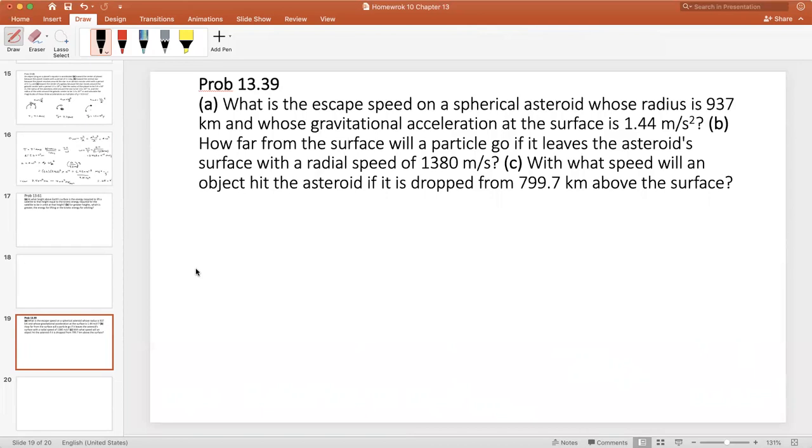And if an object does escape with an initial velocity of 1,380 meters per second, how far away will it get before it's stopped by the gravity of the asteroid? And then what speed will it hit if it drops from a certain distance above the surface?